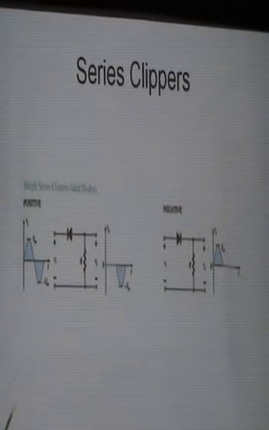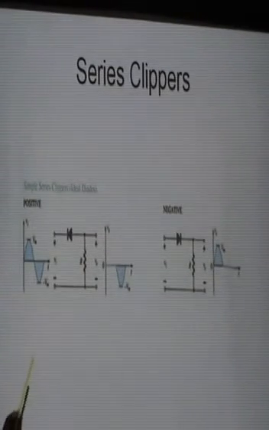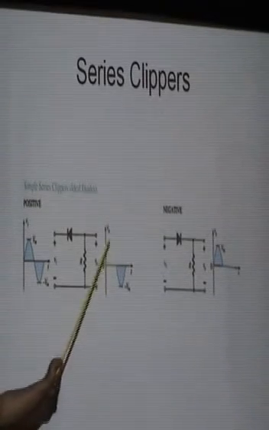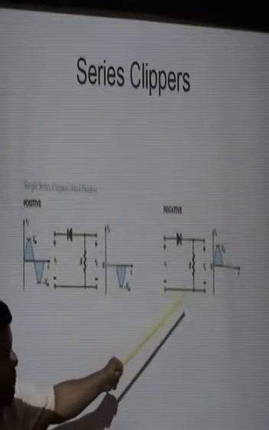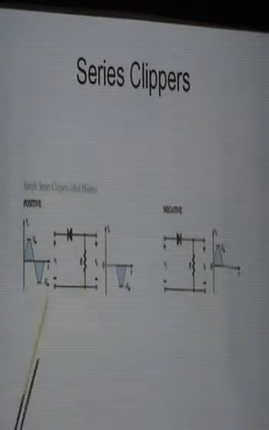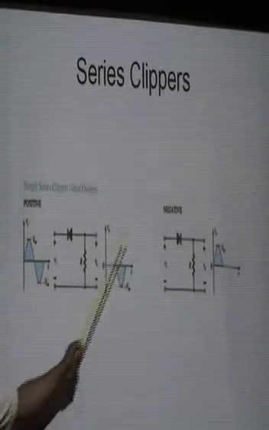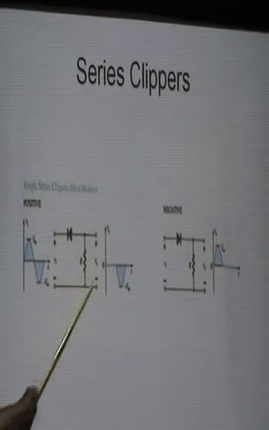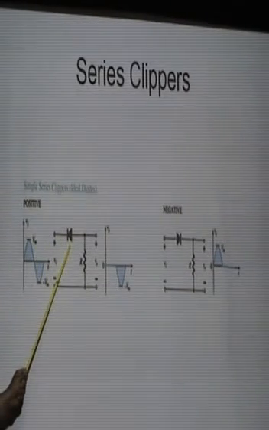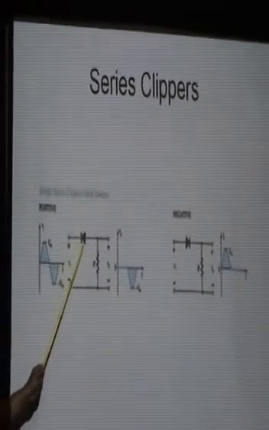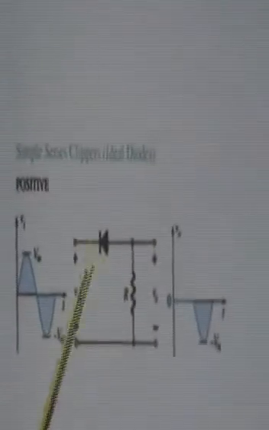Here in the waveform, we see that one output waveform is clipped from the positive portion, while another is clipped off from the negative portion. So according to their nature, the name is given positive and negative. In these configurations we find that again the diode is connected in series with the load resistance with the direction shown in the figure.